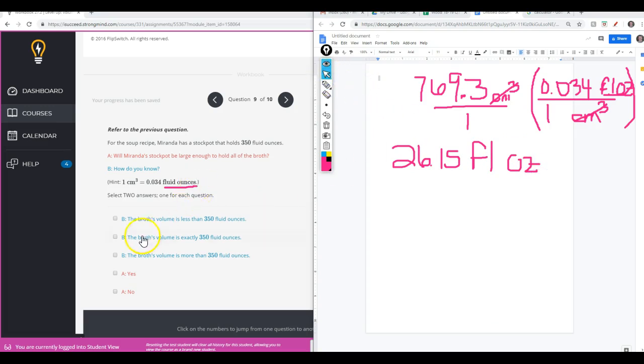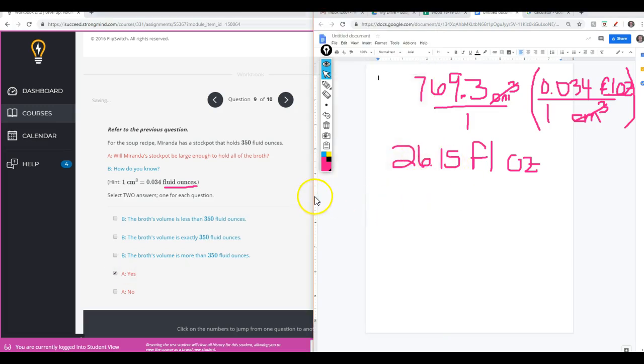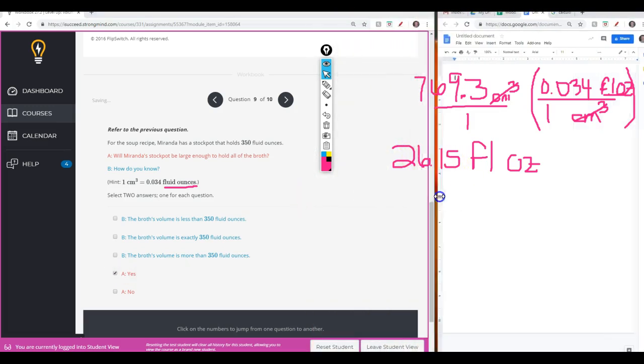So then, will Miranda's stock pot be large enough to hold it? It can hold up to 350 fluid ounces. So the answer is yes, because 26.15 is way less than 350. So the broth volume is less than 350 fluid ounces. And that's how to go through and answer and convert this to fluid ounces.